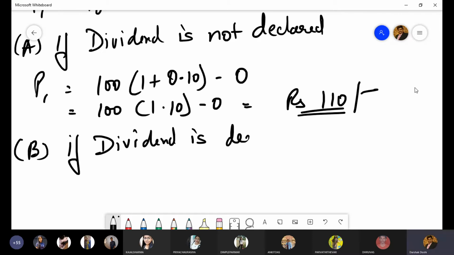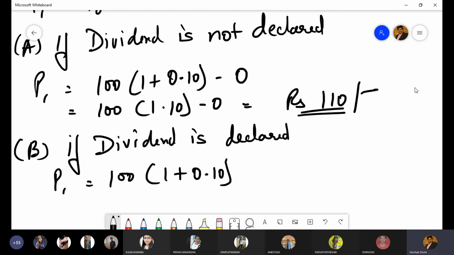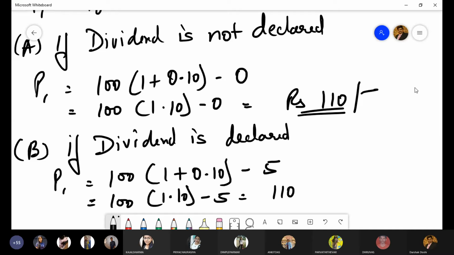If dividend is declared, P1 is equal to 100 into 1 plus 0.10 minus 5. The company wants to declare 5 rupees as dividend. Did you get 110 and 105? Yes, sir.